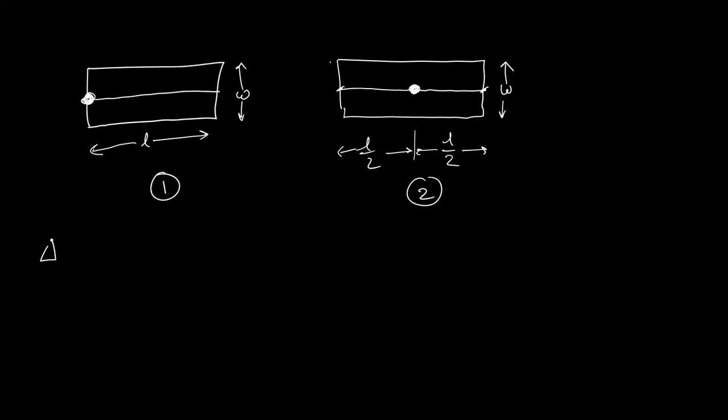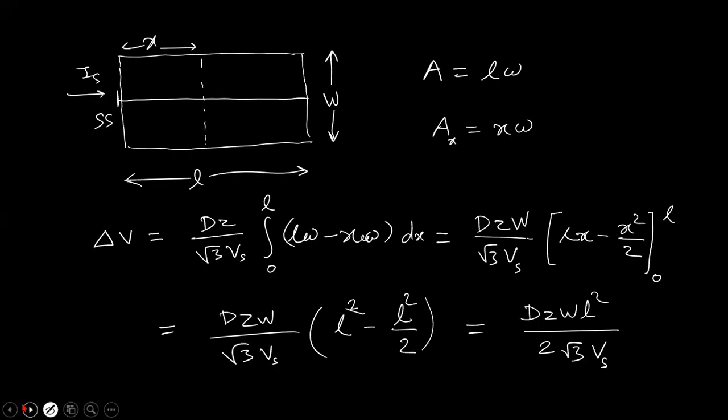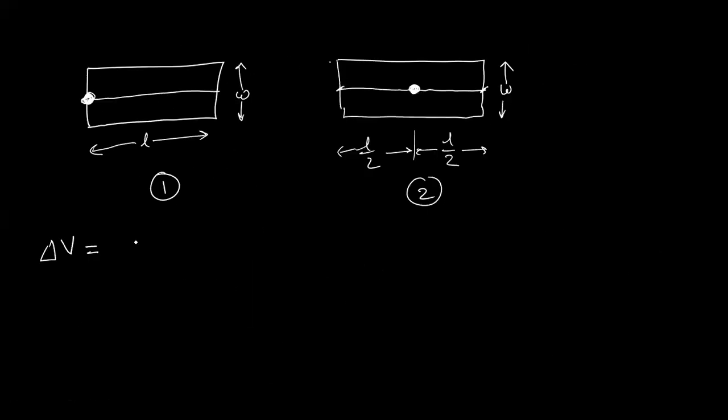So the maximum voltage drop that is possible in the first case, what we derived just now, is basically d z omega L square by 2 root 3 d s.